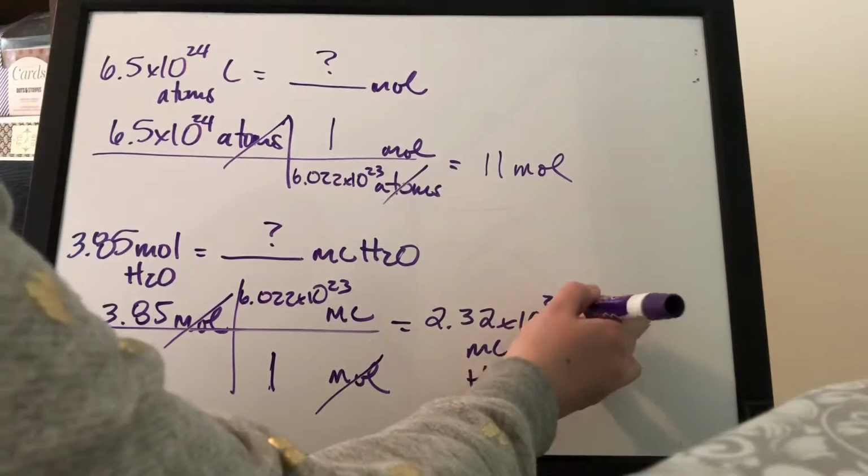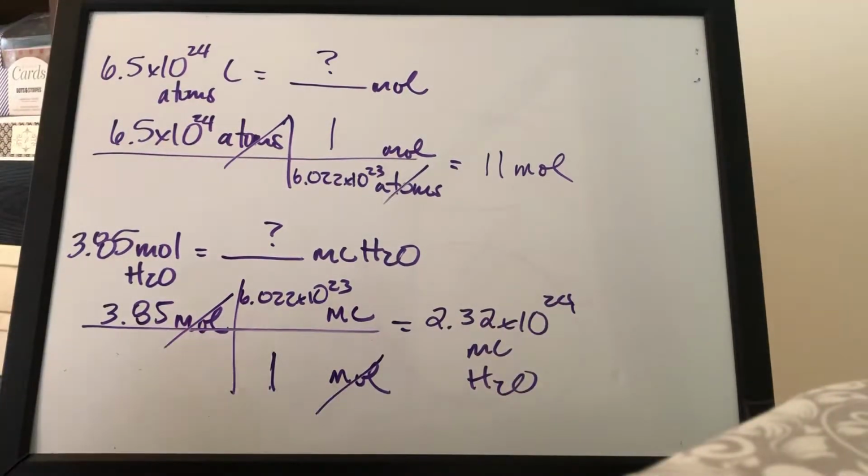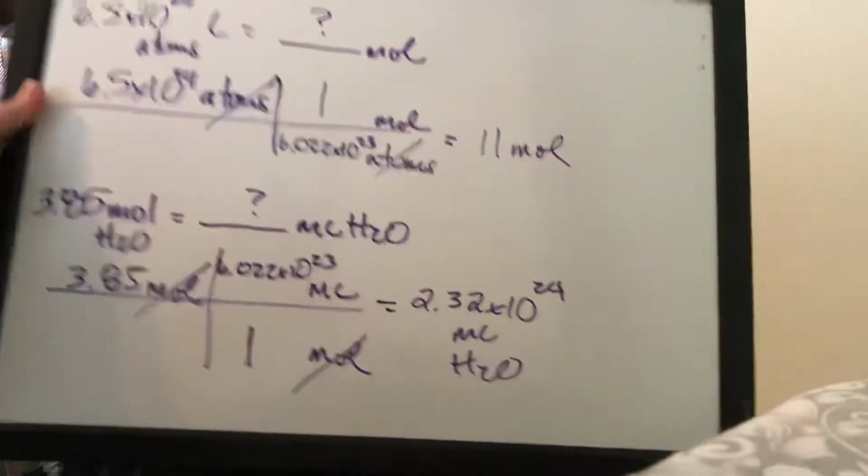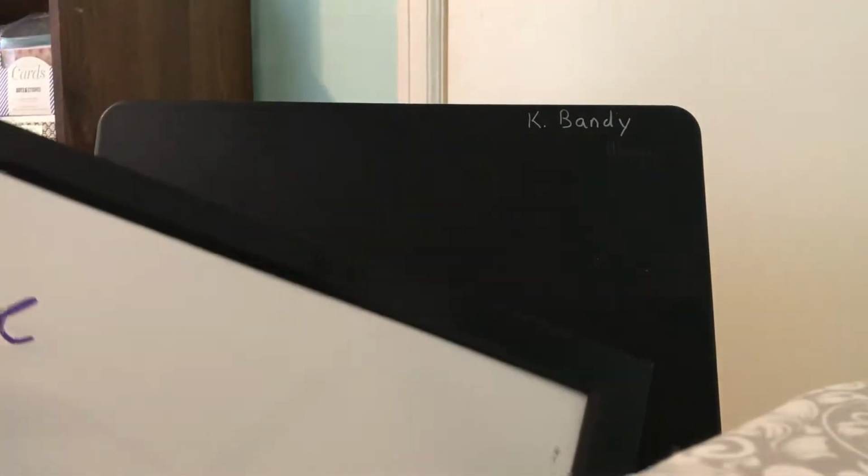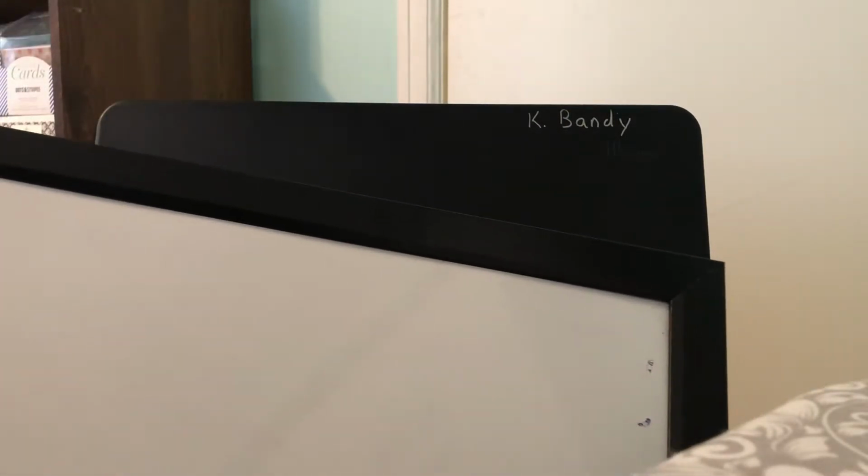So that means groups of H2O, so to speak. There's 2.32 times 10 to the 24th groups of H2O. Now here's one that's always a little bit confusing for students. So we'll do that next, and then we'll incorporate a volume calculation into this as well. All right, so let me come up with one real quick.